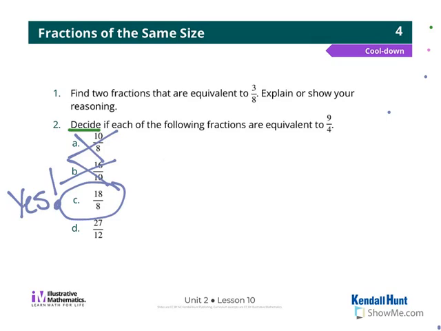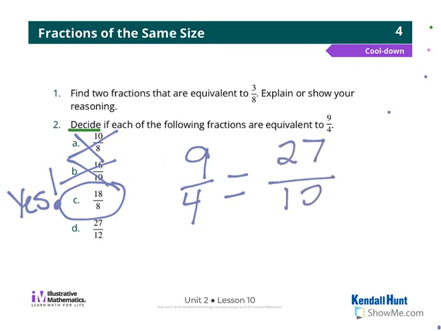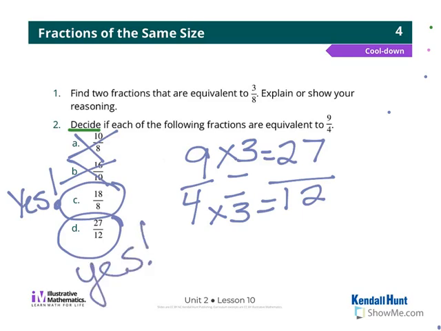All right, so now we have one more. 9/4. I'm rewriting it every time, and I'm showing my thinking. 4 times, ooh, I know 9 times 3 is 27. What I do to the top, I do to the bottom. 4 times 3 is 12. So D is also equivalent.